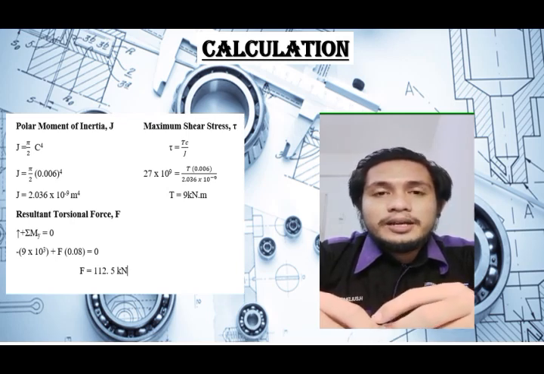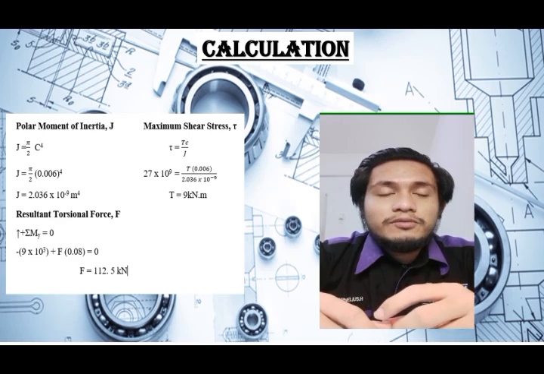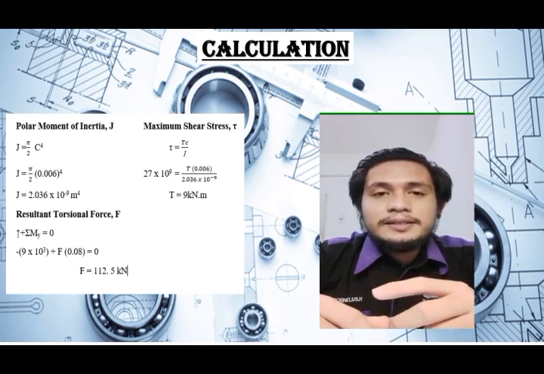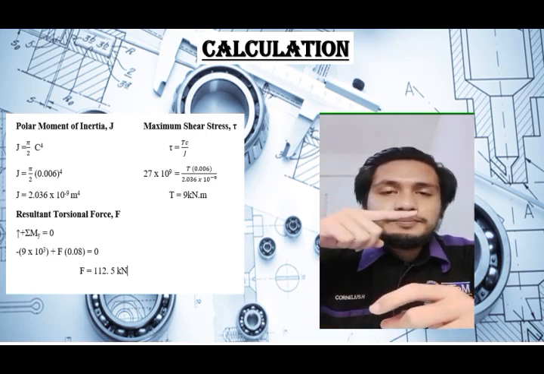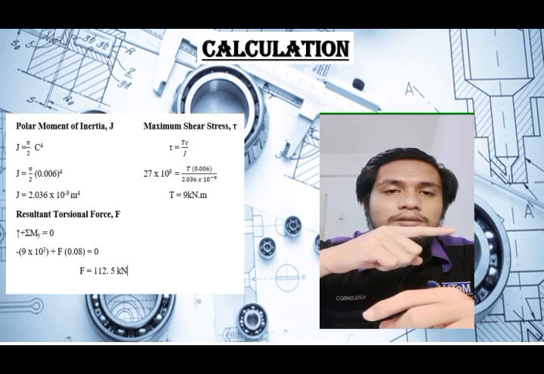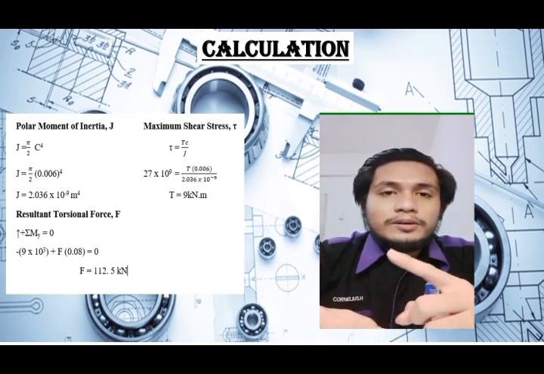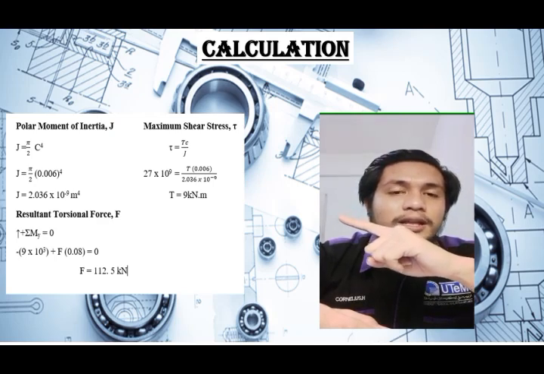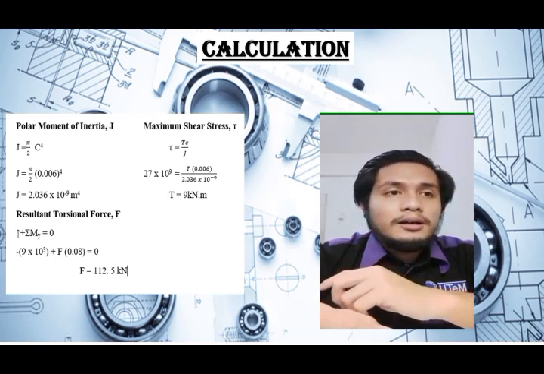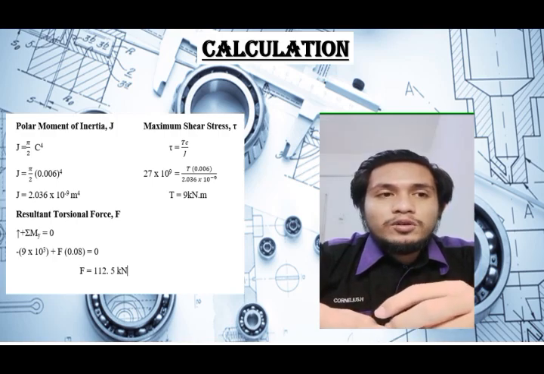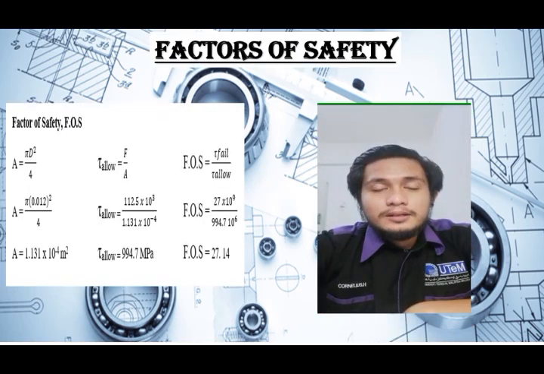Next, we need to find the maximum shear stress. The maximum shear stress we solve by using the formula tau equals Tc over J. So the final answer for the maximum shear stress is 9 kilonewton meter. Last, we need to find the resultant torsional force. We assume all the moments that follow the clockwise direction are positive. So as you can see, negative 9 kilonewton plus F times 0.08, so the final torsional force is 112.5 kilonewton.